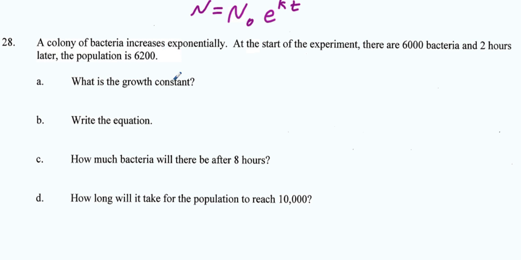At the start, there's 6,000, so that's N naught. That's the start. Two hours later, so T is 2, there's 6,200. So we're going to solve this. We're going to divide by 6,000. The zeros cancel. 62 over 60 can reduce to 31 over 30.